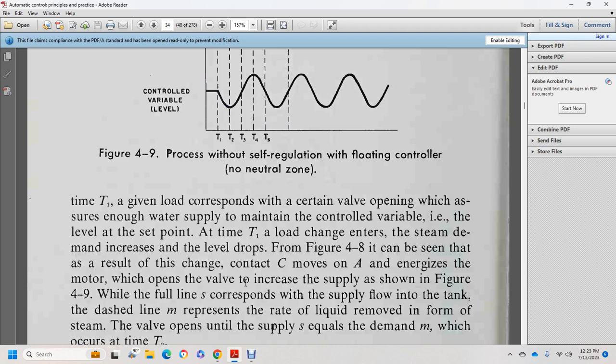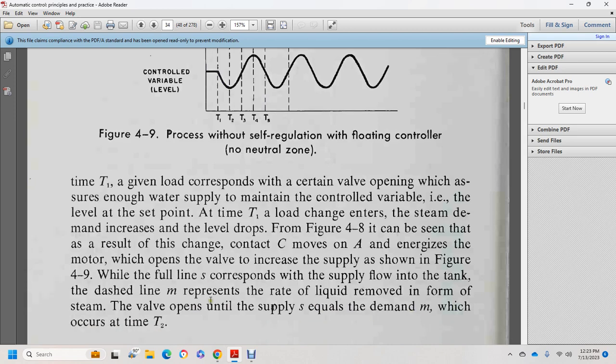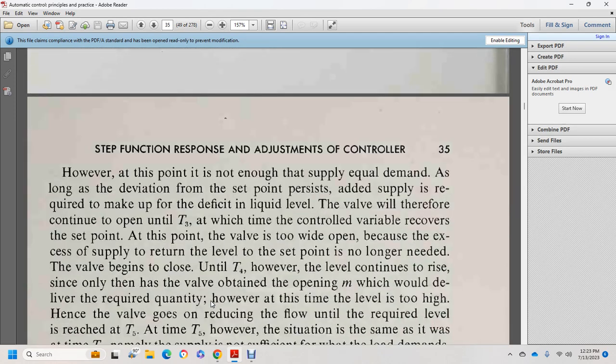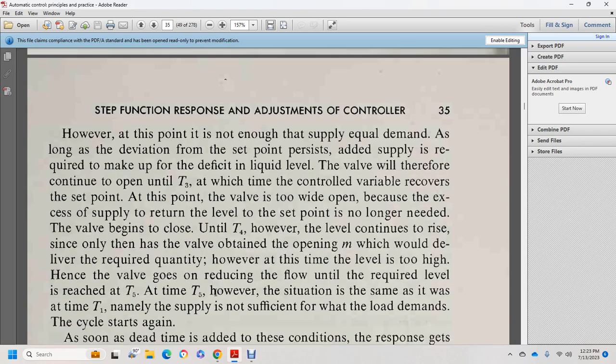As a result of the change, contact C moves to A, energizing the motor to open the valve and increase the supply, as shown in figure 4-9. The line S corresponds to the supply flow to the tank, and the dash line M represents the rate of liquid removed from the steam drum. The valve opens until the supply S equals the demand M, the rate of liquid removed, which accounts for the dead time or time interval 2. However, this is not enough supply for the demand as long as there is a deviation from the set point, and more supply is required to make up the deficient liquid level, so the valve continues to open during time interval 3 until the control variable recovers to the set point.